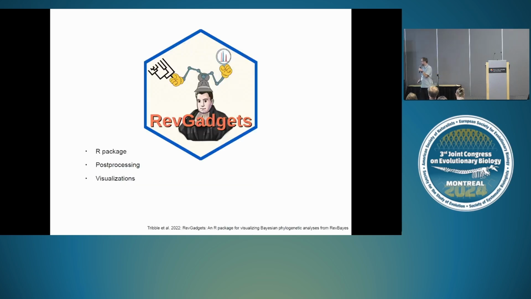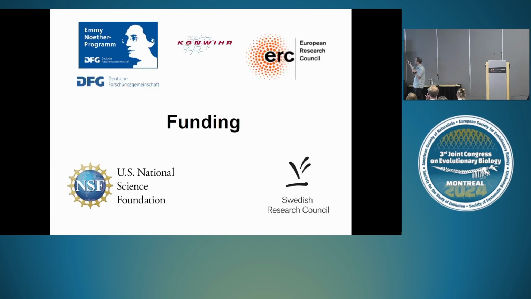And then finally, we have RevGadgets. It's our R package, and it's really nice. So all the output from RevBayes, what do you do with that? Carrie worked on this R package for post-processing and visualization. All these nice plots that I showed you with character mapping and the trees were produced in that R package.